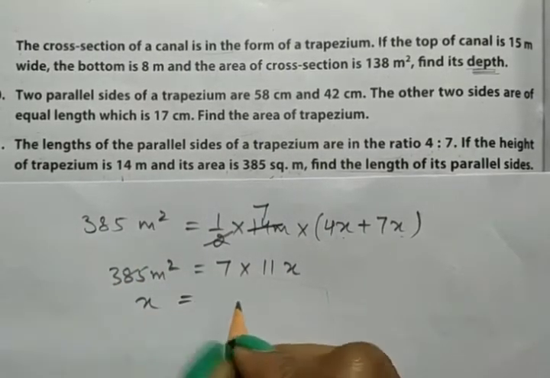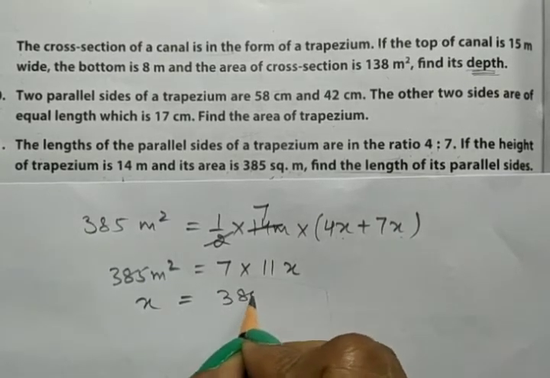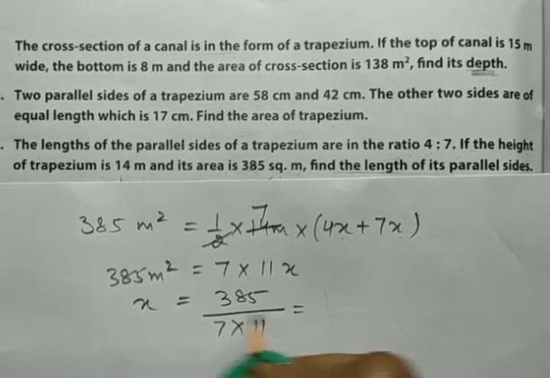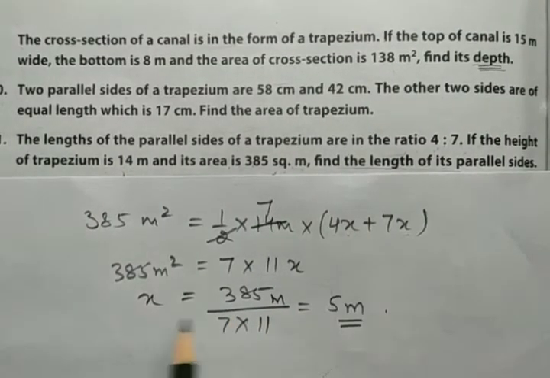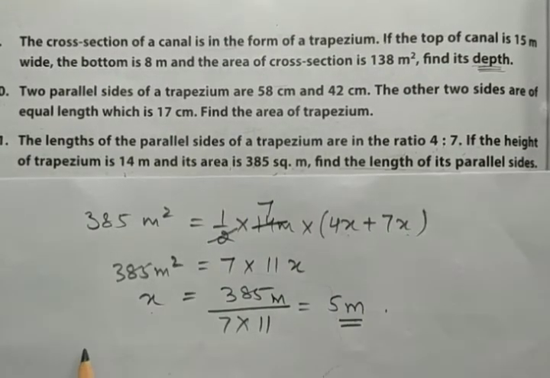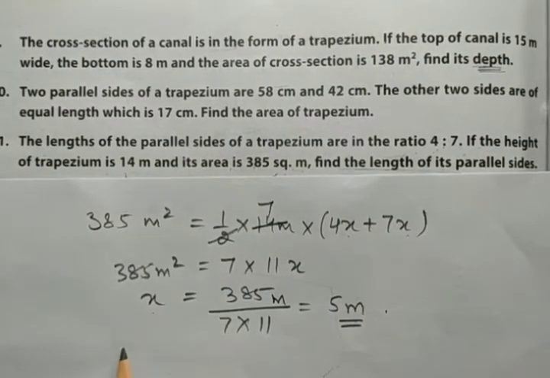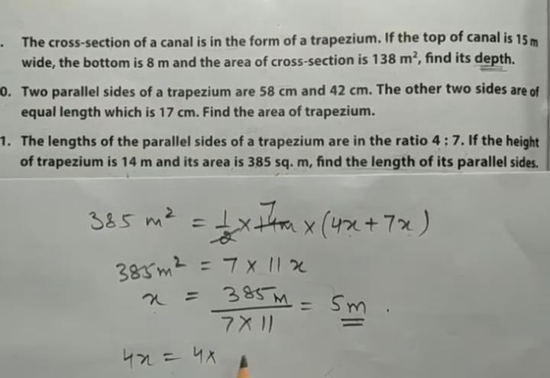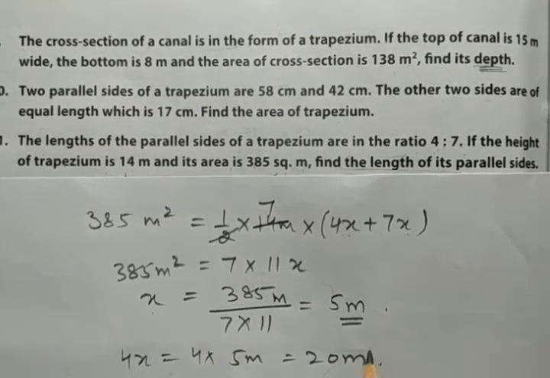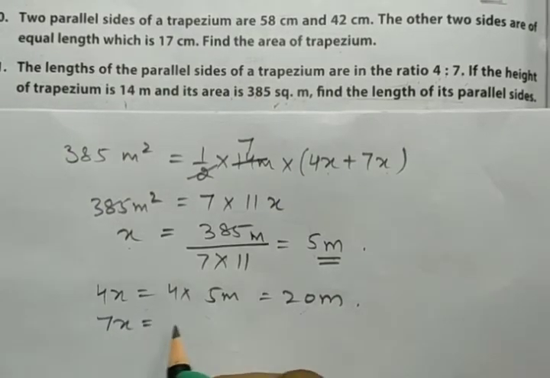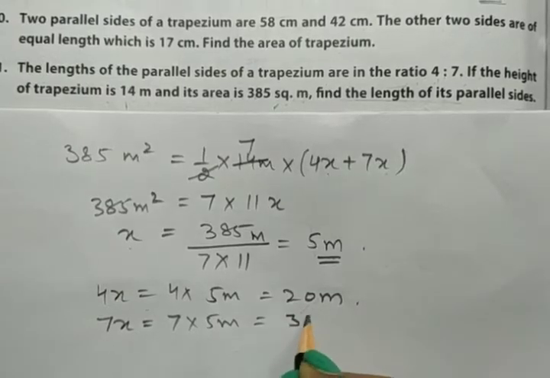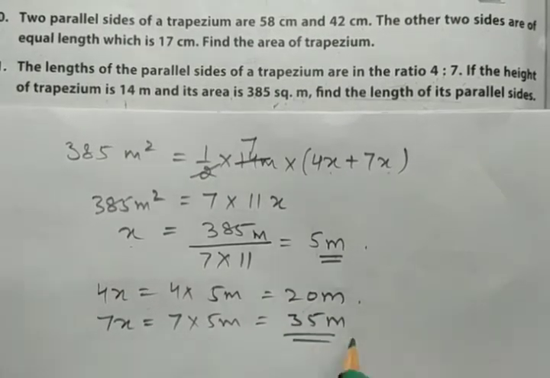and the value of x will be 385 divided by 7 multiplied by 11 meters. So we get the value of x as 5 meters. The length of one parallel side will be 4x, that is 4 multiplied by 5 meters is equal to 20 meters. Length of other parallel side will be 7x, that is 7 into 5 meters, that is 35 meters.